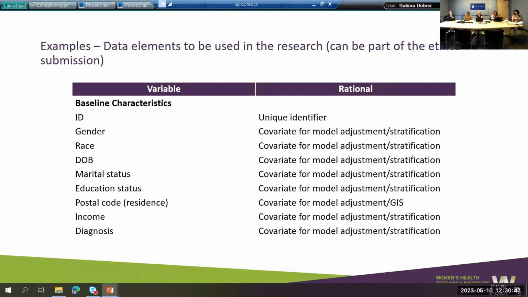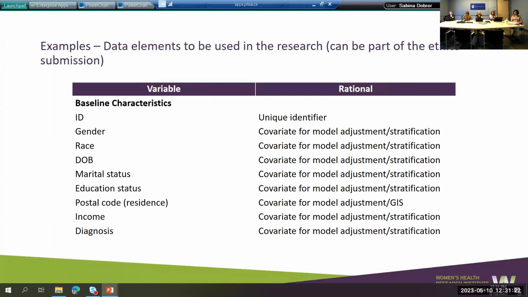For example, this is one of the tables that I submitted when I requested data from Visit Transplant, for example. You not only submit the variables you want to receive for your analysis, you also need to tell them what the rationale is, why you are asking for it. It can also be used as part of the ethics application. So here, for example, is a basics table that says, this is the baseline characteristic I'm requesting from you, and this is how I'm going to use it.